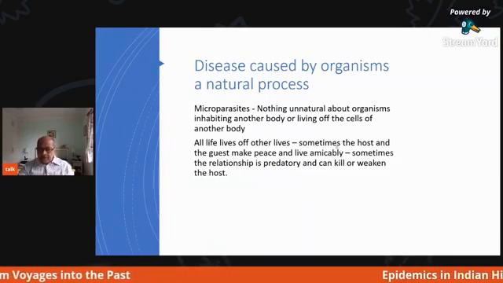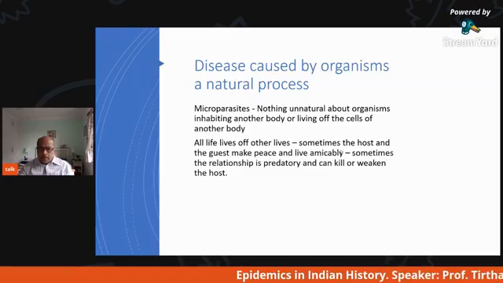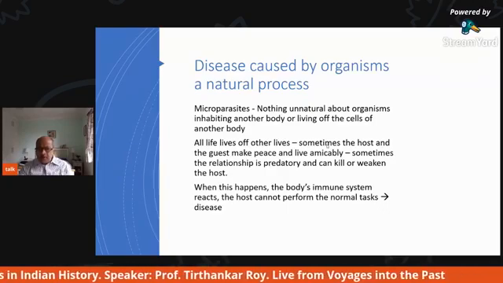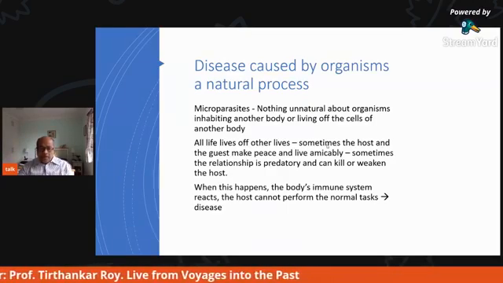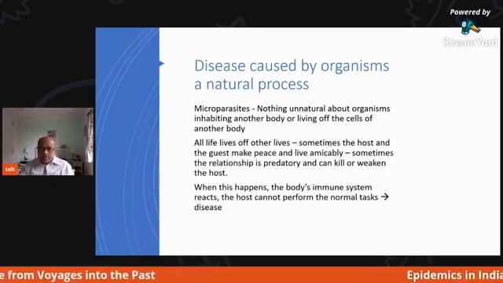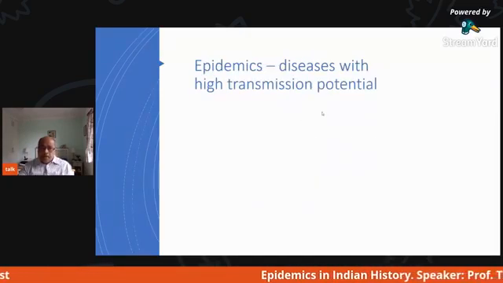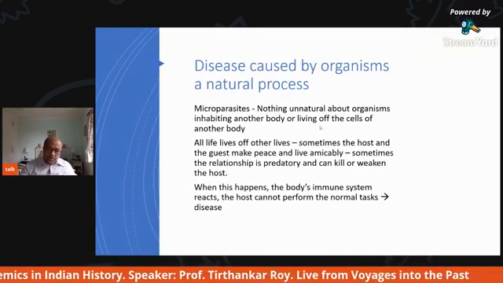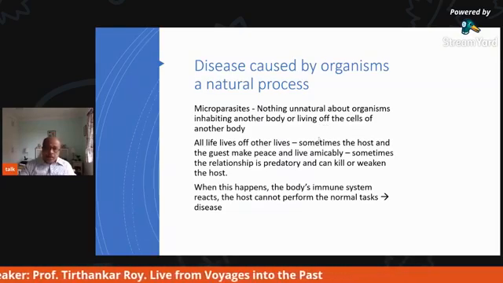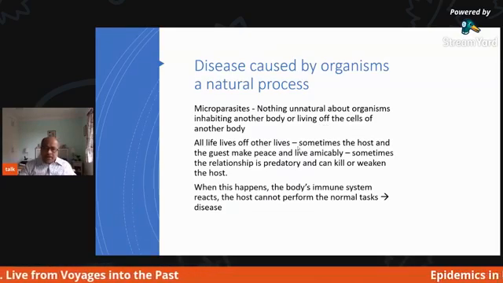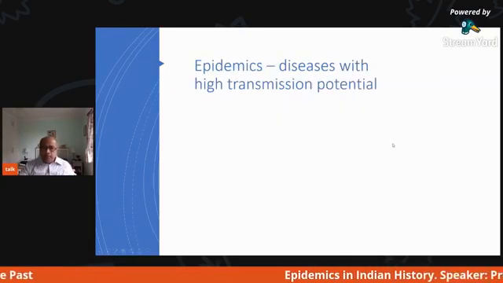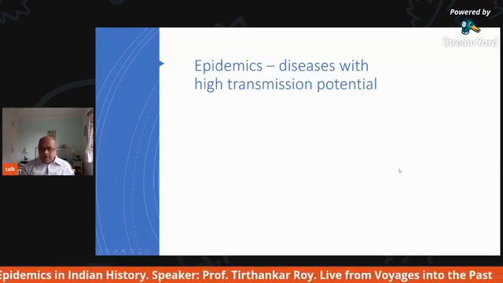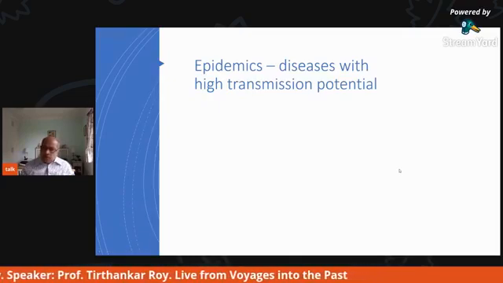Sometimes the relationship becomes predatory, and the guest can kill the host. Now, when this happens, the body's immune system reacts, and the host cannot perform normal tasks while this battle is going on. And that's what we call a disease. Now, epidemics are something else. This condition for possession of a disease is extremely common. It happens all the time, every day. But a pandemic or an epidemic is a slightly different level, and it's a disease with high transmission potential. So a disease that moves from host to host very quickly.